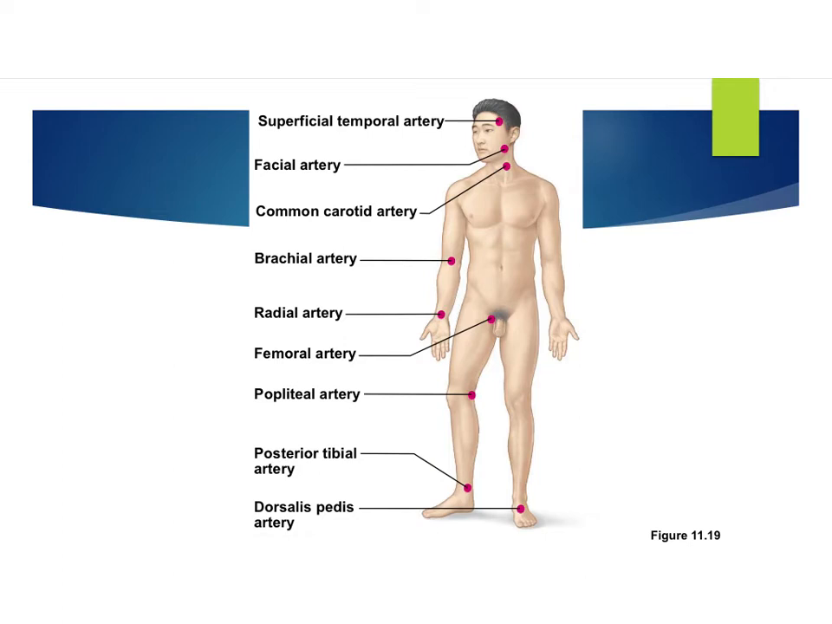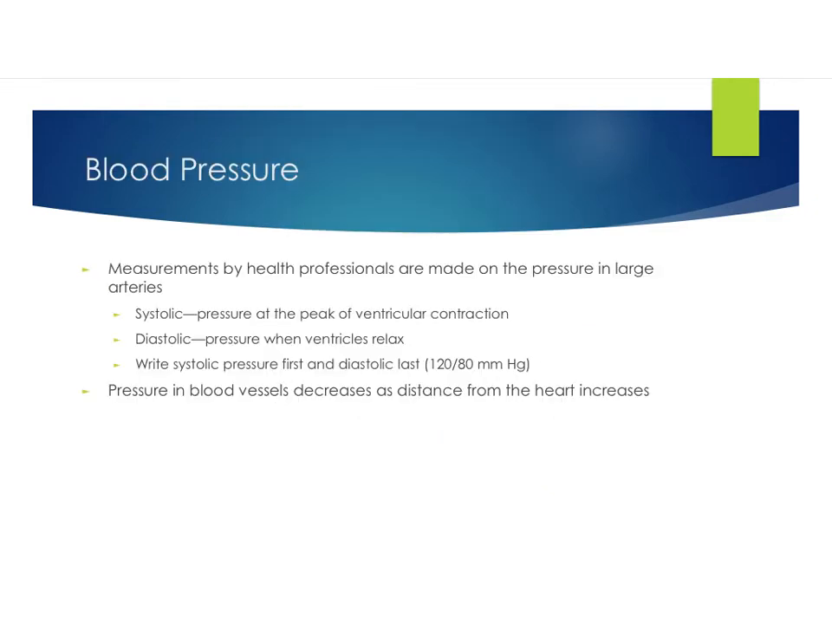Most of the time when you take someone else's pulse, you take it at the radial artery. And when you take someone else's pulse, you always want to take their pulse with two fingers, your first and second finger, not your thumb, because your thumb has its own pulse. And so sometimes if you're trying to count someone else's pulse with your thumb, you might be counting your own pulse. And then another really easy place to find your pulse is like the common carotid or the facial artery.